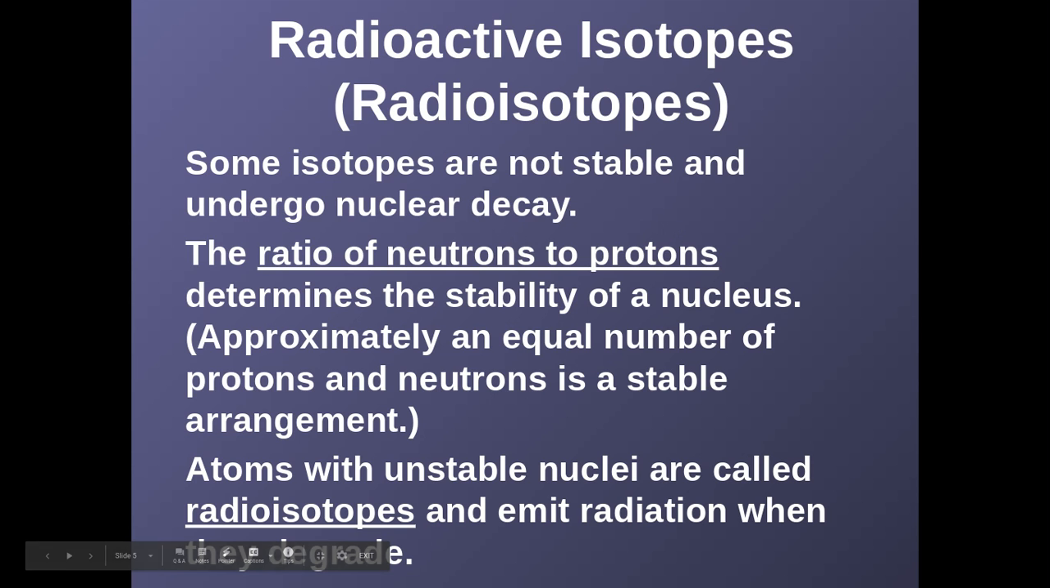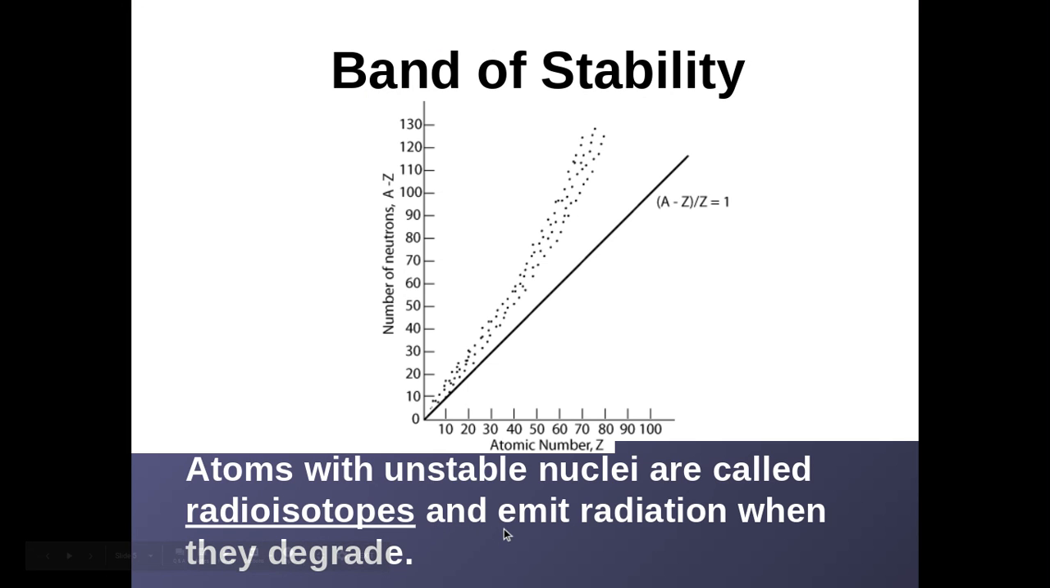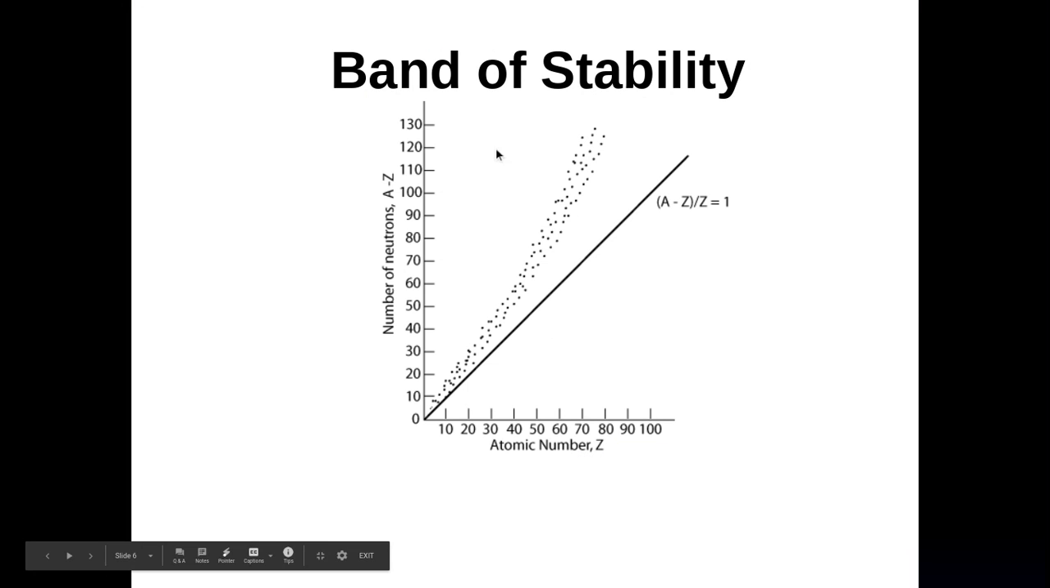So we have these radioisotopes, these radioactive isotopes, meaning they have different numbers of protons and neutrons, and certain ones might not be so stable because of their ratio of neutrons to protons, and they're going to be breaking down and emitting radiation. Here's a graph that we call the band of stability. Here's the atomic number here on the x-axis. Here are the number of neutrons here on the y-axis. Remember, atomic number really just tells us the number of protons. So this is the number of protons, the number of neutrons.